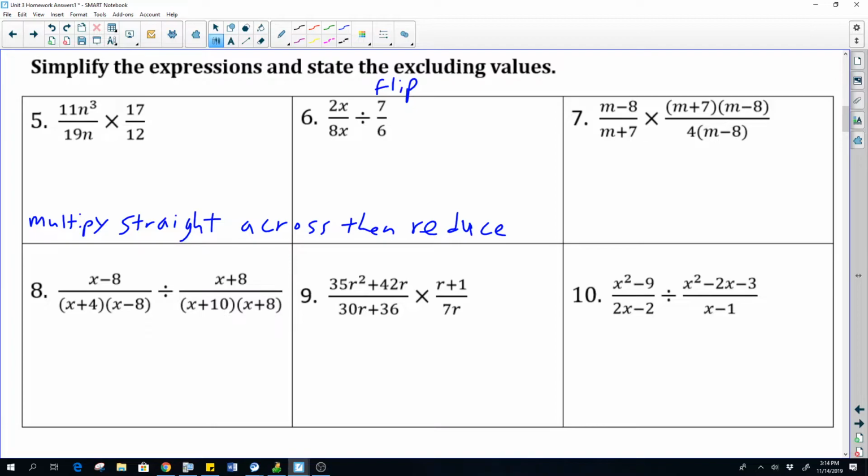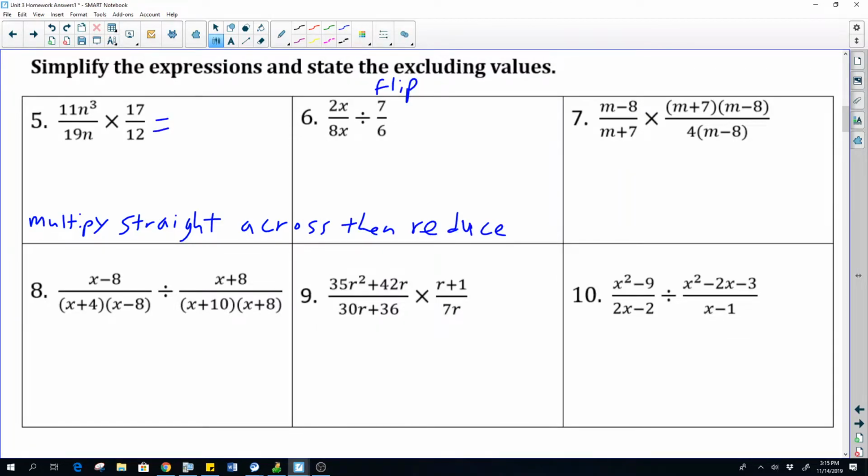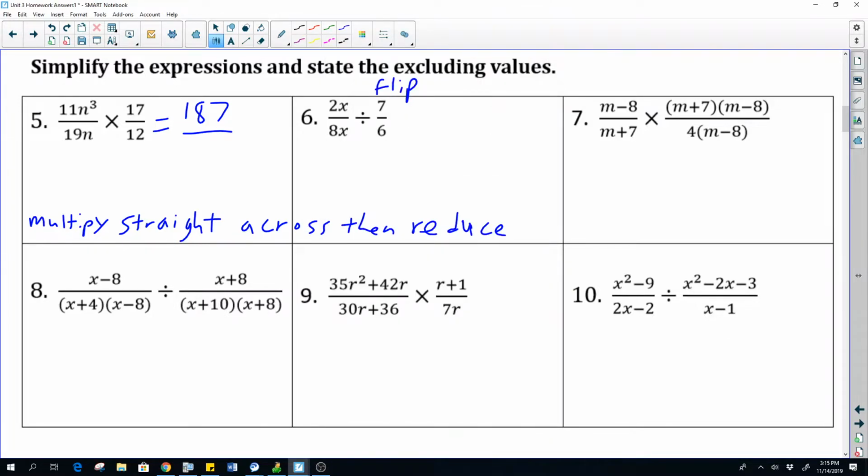Cool. Okay, so then we'll go ahead and do 11 times 17, multiplying straight across. I could have reduced first. Actually, you couldn't. They're all prime numbers except for 12. Oh, yeah, you're right. Okay, so we'll just multiply straight across. So we get 187 all over 19 times 12. Can you hear that tapping? So 19 times 12 is 228.